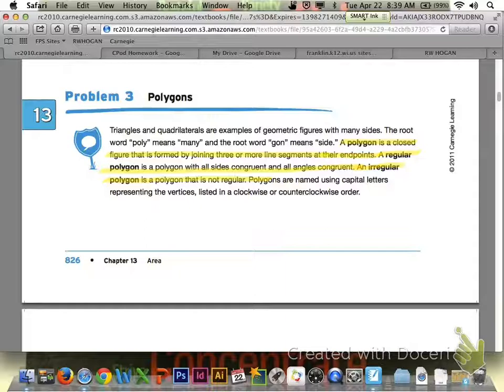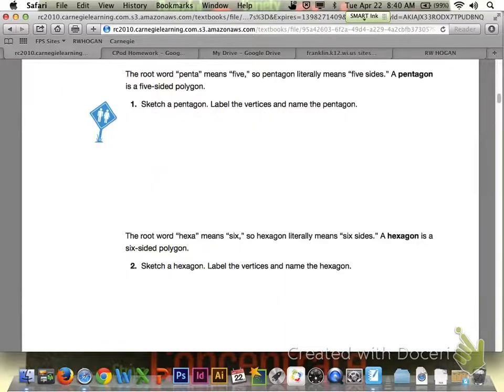Polygons are named using capital letters representing the vertices, and again, it's listed in a clockwise or counterclockwise order. At the top of page 827, it says the root word penta means 5, so pentagon literally means 5 sides. A pentagon is a 5-sided polygon. They want you to sketch the pentagon and then label the vertices and name it. This is what you are doing for the rest of problem 3. So I'll let you do this by yourself. Go ahead and answer questions 1 through 6 onto the bottom of page 828.